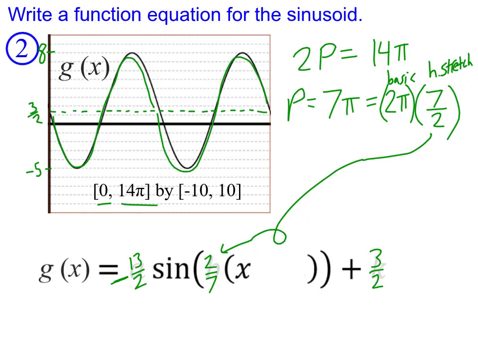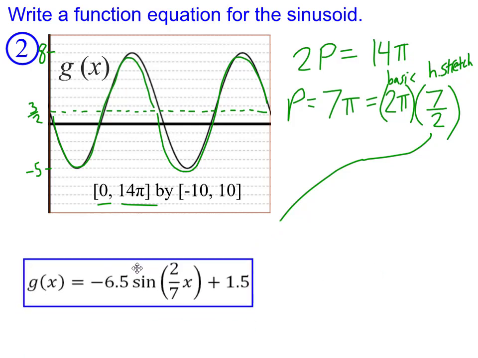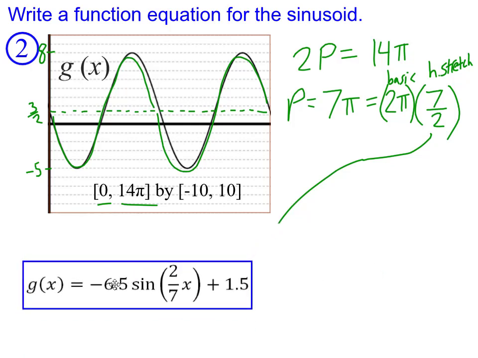In neatening it up and presenting it here on the screen, I'll show kind of an alternate writing of it, where if you prefer, instead of the improper fractions for the amplitude and vertical translation, negative 6.5 and 1.5, that's fine. Although, I really want you to just go ahead and keep this 2/7 as a fraction rather than an ugly repeating decimal.